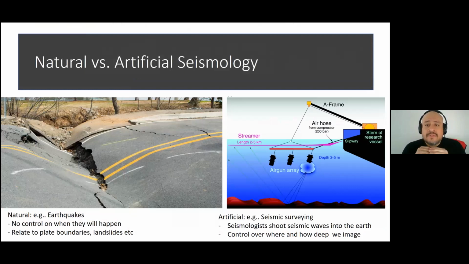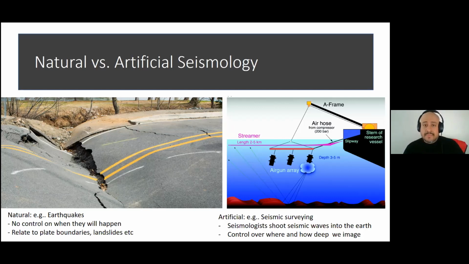So we are going to talk about natural versus artificial seismology. There are two types of seismology, natural and artificial, as I was telling you. Natural seismology refers to seismic waves that are generated by a non-man-made event and can be induced by plate movements, landslides, and volcanic eruptions. While artificial seismology refers to seismic waves that are generated by a man-made source and can be made by dynamite, vibroseis, and air guns.